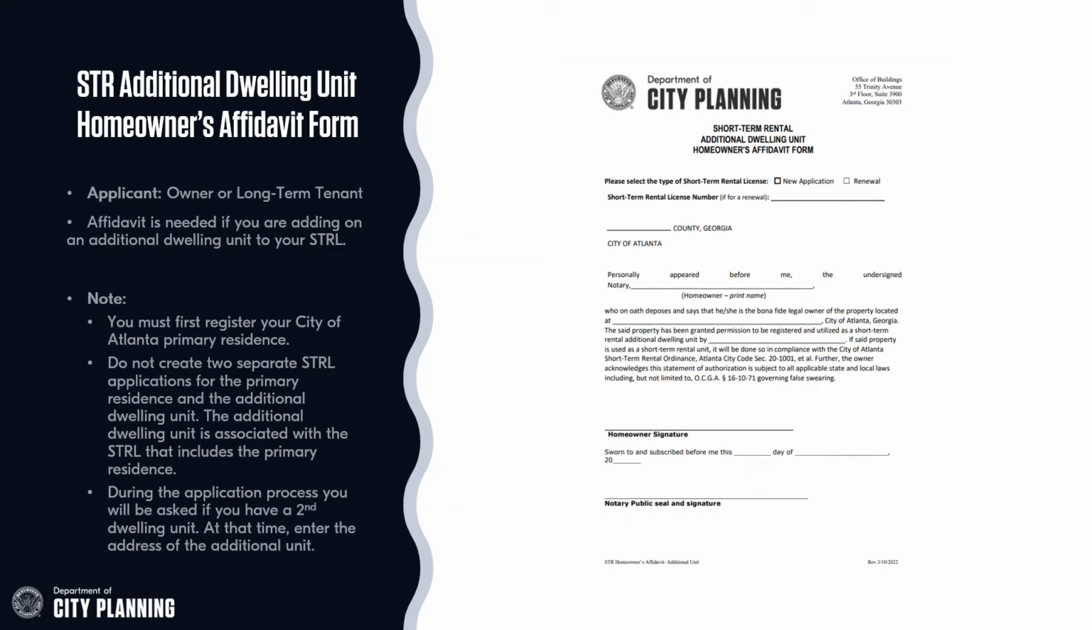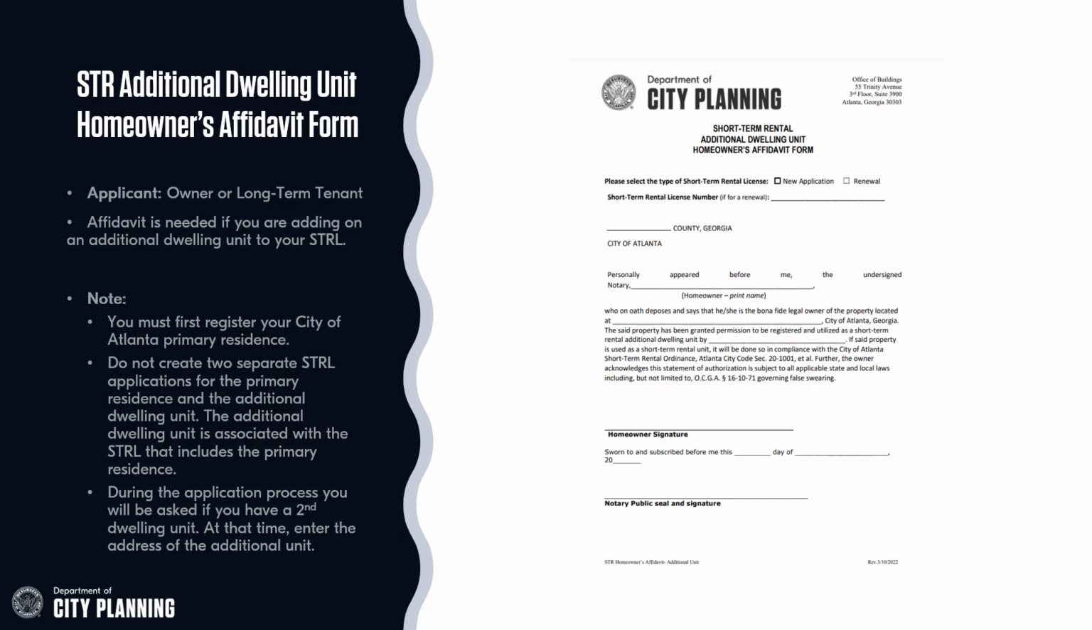STR Additional Dwelling Unit Homeowners Affidavit Form. This affidavit is used by either a homeowner or long-term tenant that wants to add on an additional dwelling unit to their short-term rental license application. Please note, you must first register your City of Atlanta primary residence. Please do not create 2 separate STRL applications for the primary residence and the additional dwelling unit. The additional dwelling unit is associated with the STRL that includes the primary residence.